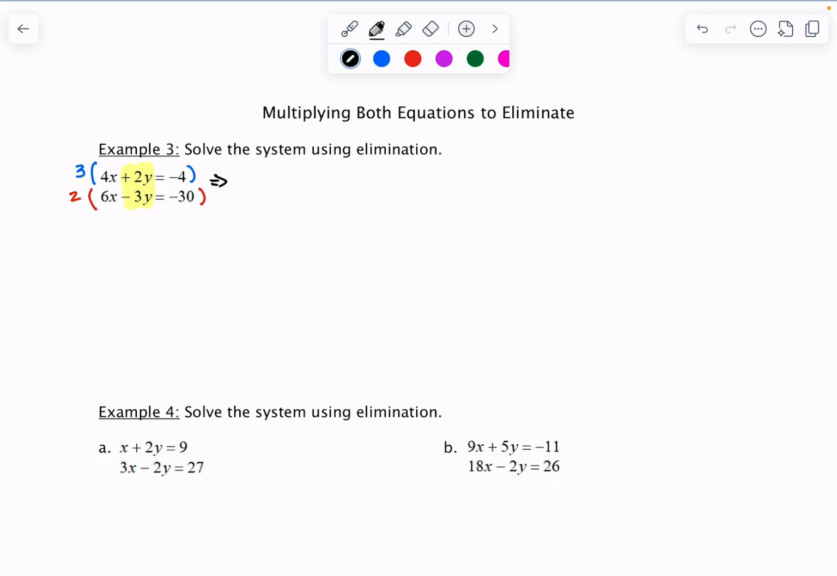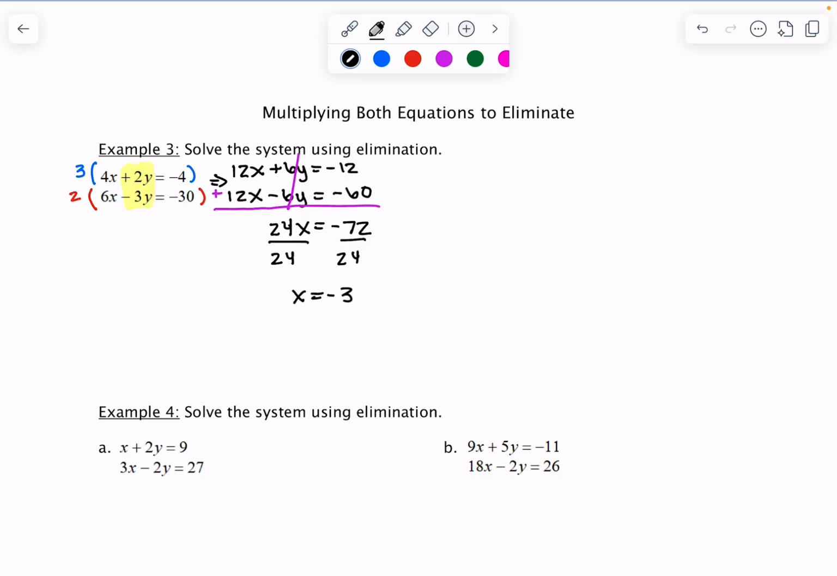When I simplify both equations, I'm going to get 12x plus 6y equals negative 12. So I'm multiplying everything by 3. And on the bottom, I'm going to get 12x minus 6y equals negative 60. I multiplied every single thing by 2. Now, when I go ahead and add them together, these 6's eliminate, and I'm left with 24x on the left equals negative 72 on the right. And when I divide both sides by 24, I get x equals negative 3.